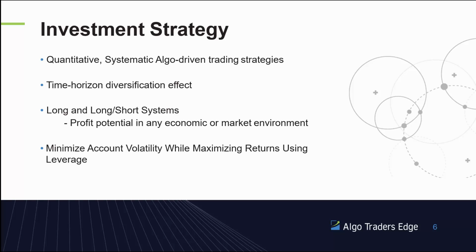It's a quantitative, systematic, algorithm-driven trading strategy. We use time horizon diversification, so we have systems that are long-term as well as systems that are short-term. We have long-only and long-short systems at play, so we have the potential to profit in any economic or market environment, which we'll talk about how it's performed here recently in the 2020 down move that we've had, or bear market that we had in the stock market overall. And it also minimizes account volatility while maximizing returns using leverage.